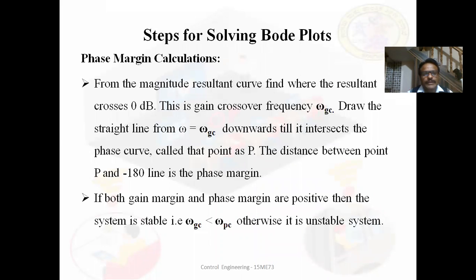Then coming to how to calculate the phase margin. From the magnitude resultant curve, find where the resultant crosses 0 dB. This is the gain crossover frequency. Draw a line from omega equal to omega Gc, the gain crossover frequency, downward till it intersects the phase curve at a point called P. The distance between point P and the minus 180 degree line is called the phase margin.